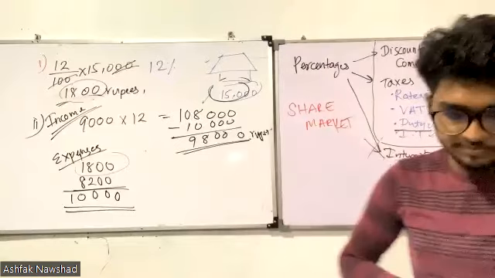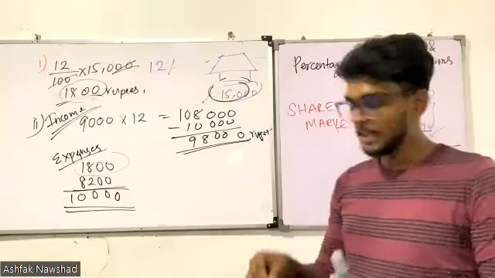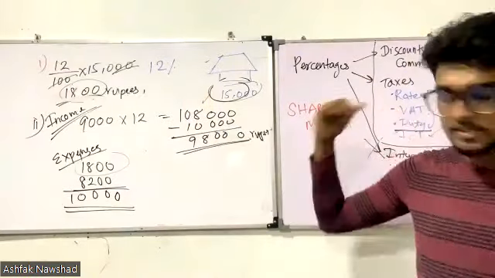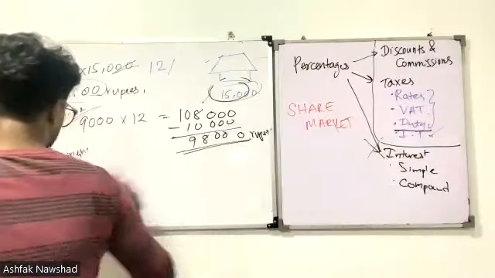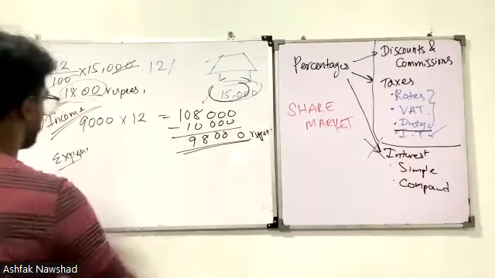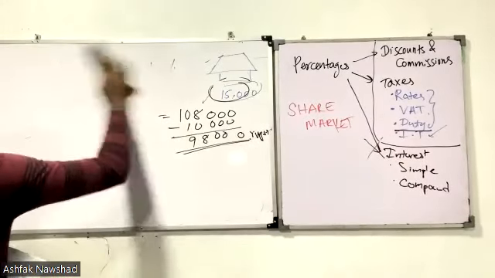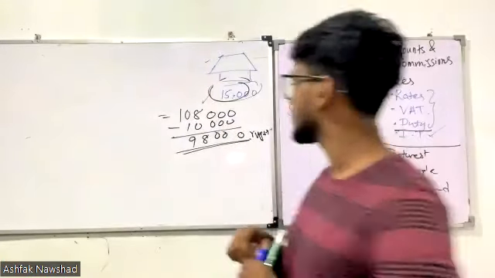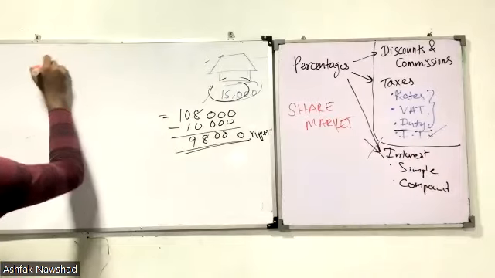So, finally they say, Kamal invests. Now the percentage part is over. Now it's on to the share market. Let's see. This is what Kamal has in hand. This is the remaining amount. And they say, Kamal invests the remaining amount. He invests how much? 98,000.